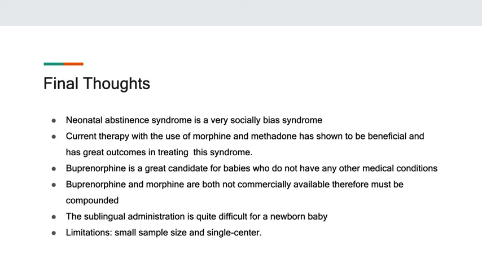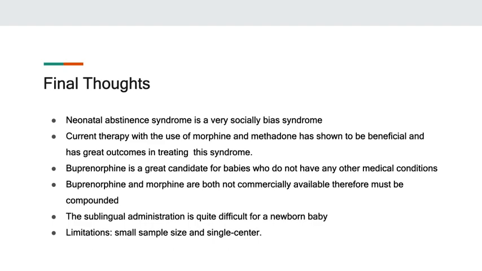The current therapy that we use with morphine and methadone has shown to be beneficial and has great outcomes in treating this syndrome. So I don't steer away from these two. They're really good in practice, but as we all know, medicine is emerging, and we just consider what the next steps are. Buprenorphine is a great candidate for babies who do not have any other medical conditions, meaning conditions that would keep them in the hospital longer than the length of stay we know is needed to treat neonatal abstinence syndrome. So if they're going to be here within those 15 days or so treating the neonatal syndrome, then there's no need for us to be on that medication.